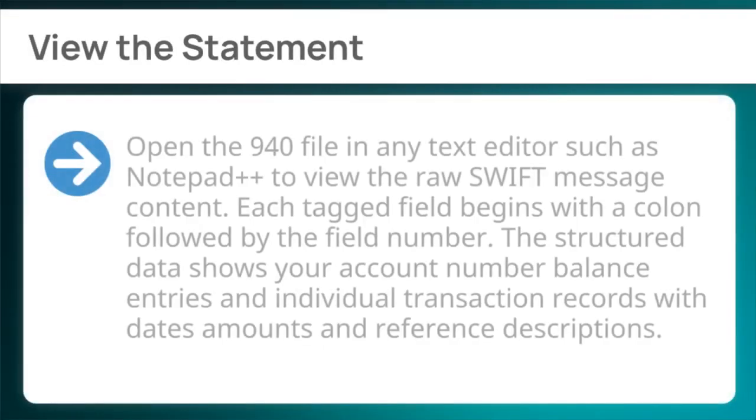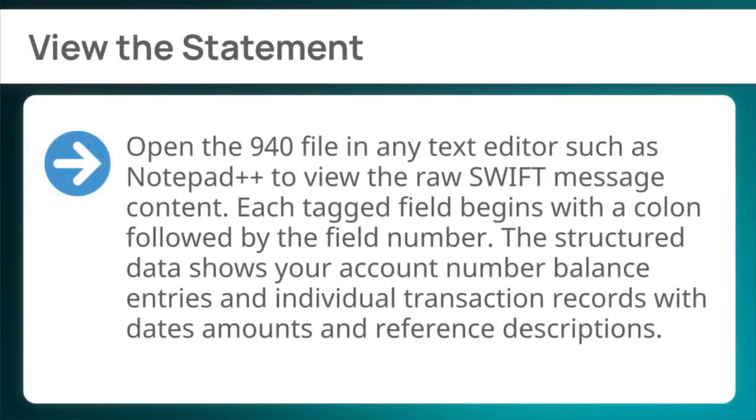First, view the statement. Open the 940 file in any text editor such as Notepad++ to view the raw SWIFT message content. Each tagged field begins with a colon, followed by the field number. The structured data shows your account number, balance entries, and individual transaction records with dates, amounts, and reference descriptions.